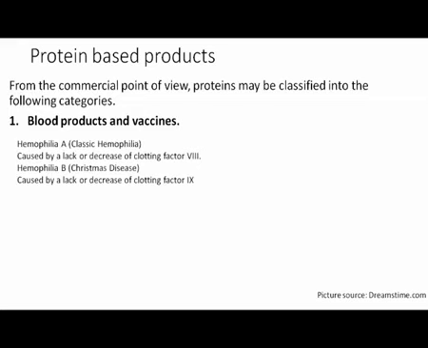So, for example, there is a factor called factor 8 and then there is another factor called factor 9. Both of these factors are protein products which are obtained from the blood, and they are used typically in hemophilia, which is hemophilia A, the classic hemophilia, or hemophilia B, which is called the Christmas disease. So, these two are hemophilia.